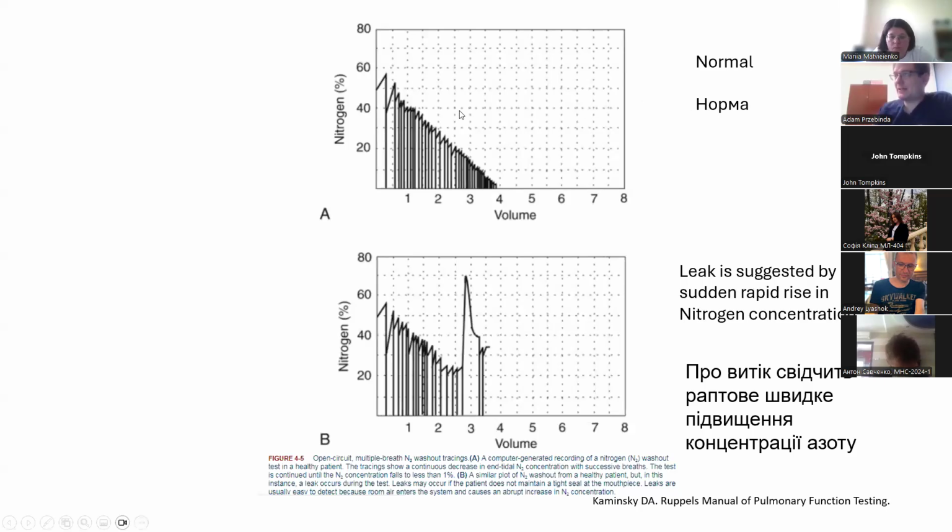So this is an example of a normal nitrogen washout. You just slowly decrease the nitrogen concentration over time. And then this bottom example is an example of a leak. You can see at this point the nitrogen all of a sudden jumps to almost 80%. So you can tell that somehow the circuit was connected to room air, and it's almost at that 80% here at this leak.